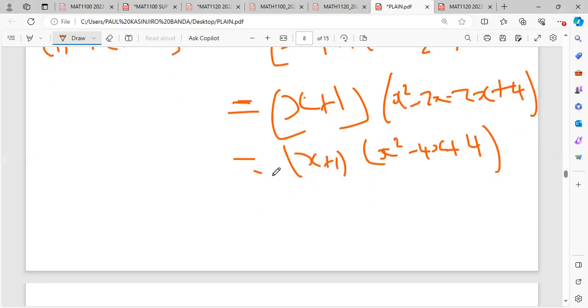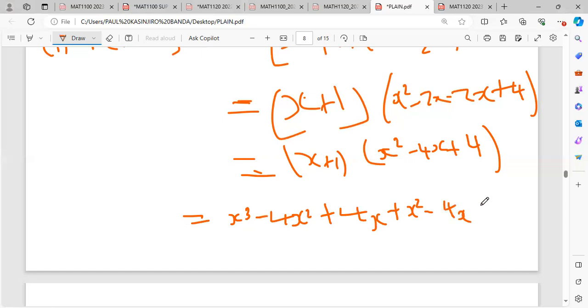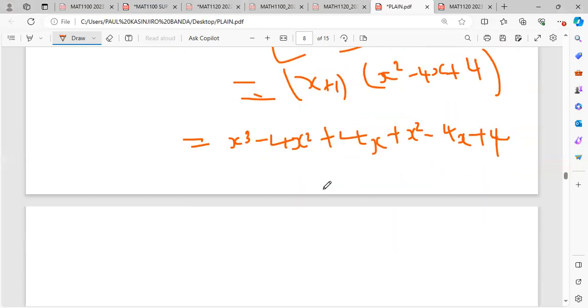Then let's continue expanding it. We multiply now by x plus 1. So it is equal to x multiplied by x squared, just x to the power 3. x multiplied by minus 4x is minus 4x squared. x multiplied by 4 is plus 4x. Let's multiply by 1 now. It means we are going to get the same thing there, because that is 1: x squared minus 4x plus 4.